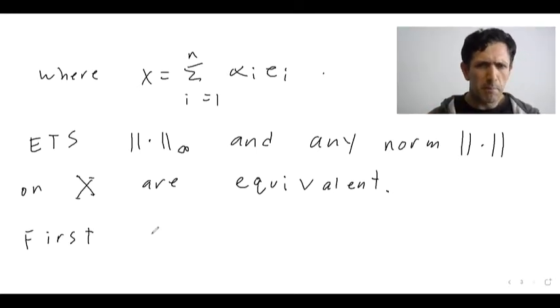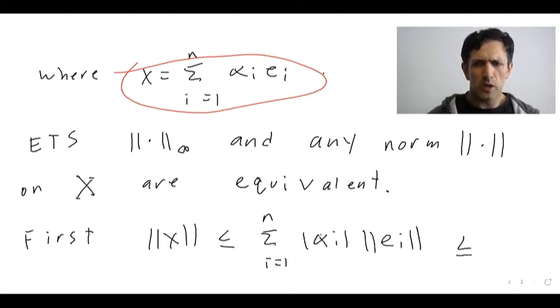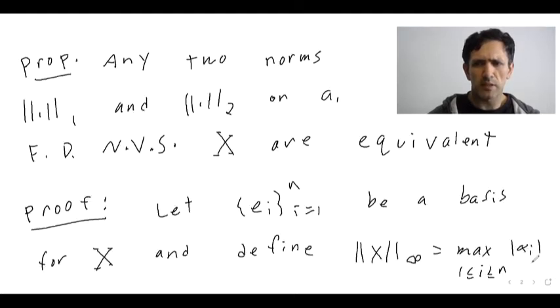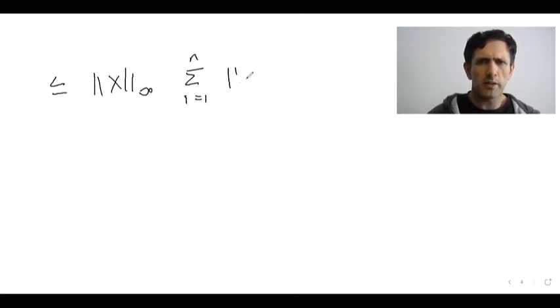So first, if x equals this sum here, then I can just use the triangle inequality. By the triangle inequality, this is less than or equal to the sum of the alpha i times the norm of e i. Well, I can pull out the maximum of the alpha i's. So this is less than or equal to, well, that's exactly what the infinity norm is. The infinity norm is the max of these. So this sum doesn't go anywhere, but there are finitely many of these.